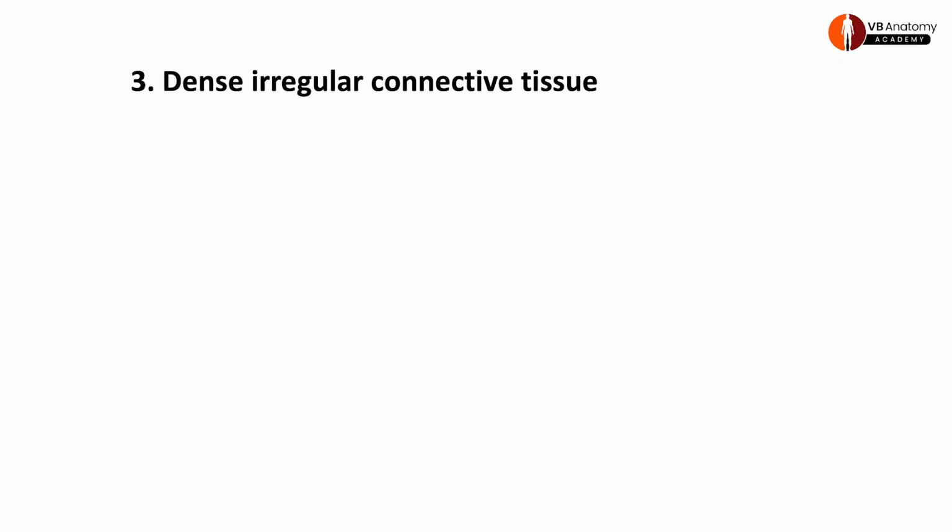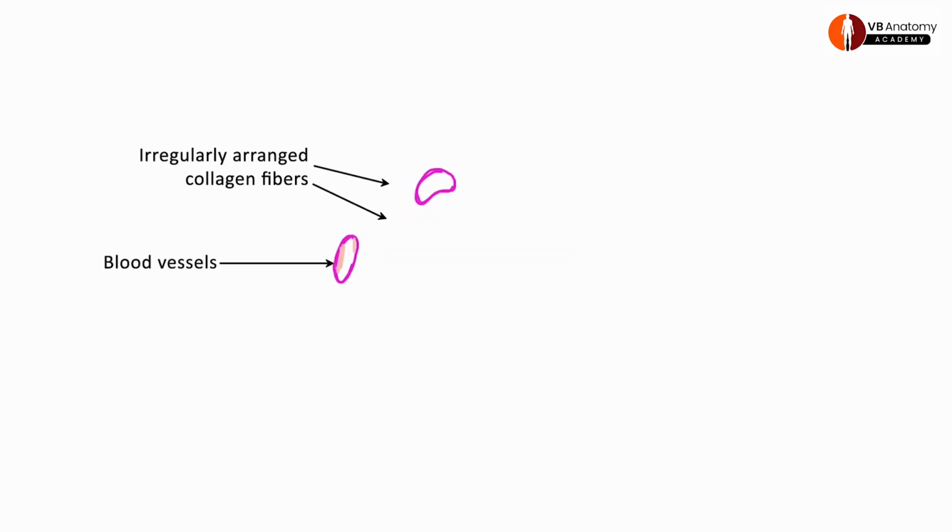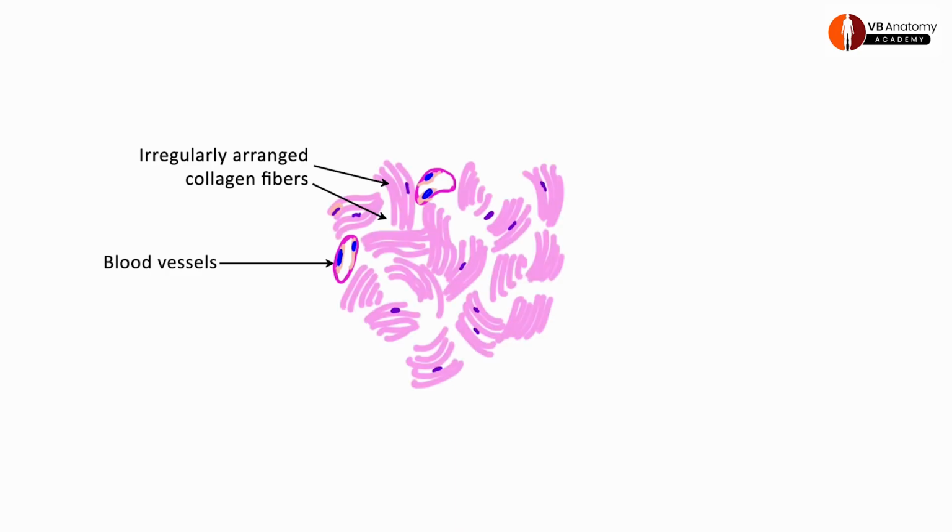Let's now begin to draw our third slide, dense irregular connective tissue. What does this consist of? It is also connective tissue, but here collagen fibers are in bundles in variable directions. See how you can see collagen bundles going in variable directions. In between these are the blood vessels, and of course between the collagen fibers there are the fibroblast cells. Now what is left? Take a look at the image and tell me what is left. Of course, the ground substance.